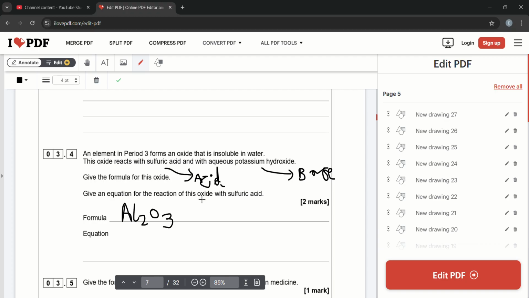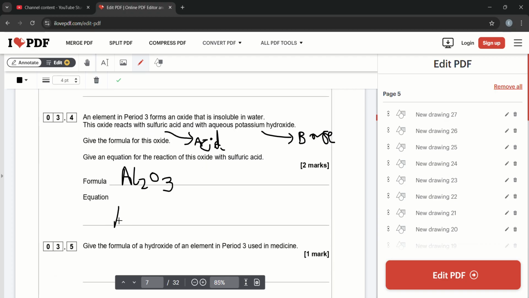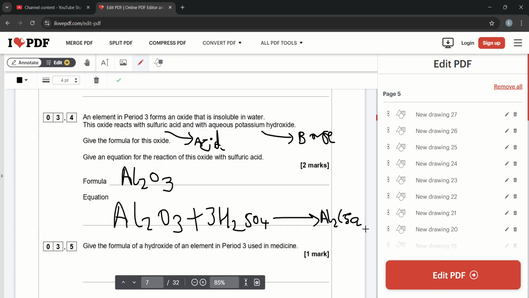And then give the equation for the reaction of the oxide with sulfuric acid. Well, Al2O3 plus 3H2SO4 to form Al2(SO4)3 plus 3H2O. Al2O3 plus 3H2SO4 arrow Al2(SO4)3 plus 3H2O.